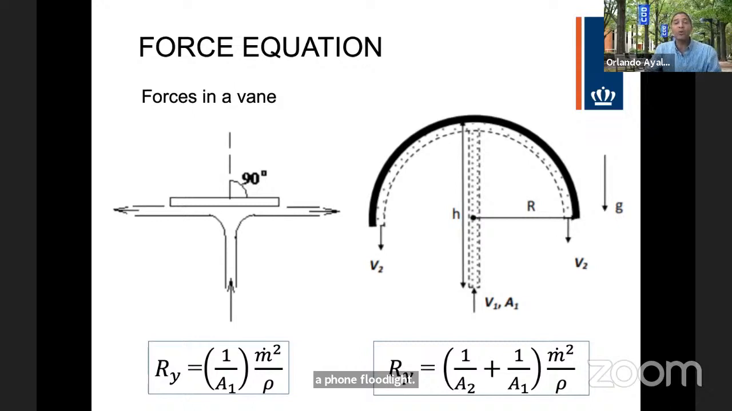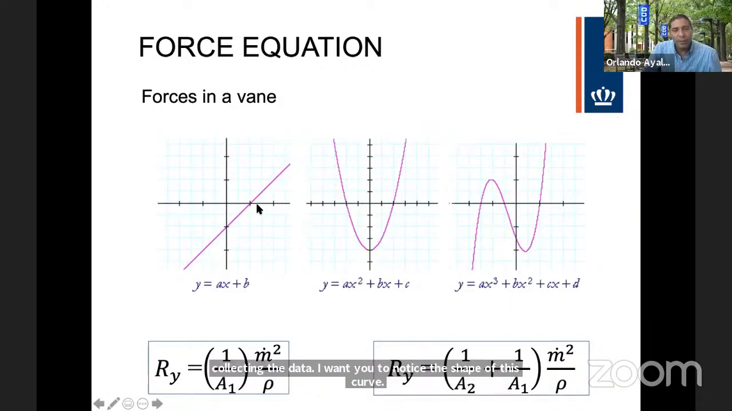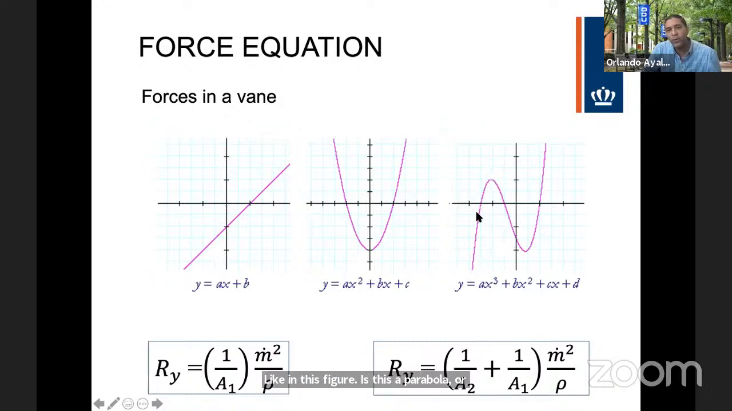The other thing I need you to look at is how the force depends on mass flow rate. I want you to see that the mass flow rate is to the power of 2. It's a parabolic equation. So when you finish collecting the data, I want you to notice the shape of those curves. I want you to see, is that a straight line, like in this figure? Is this a parabola? Or is this a polynomial of the third order? That's what I want you to see.